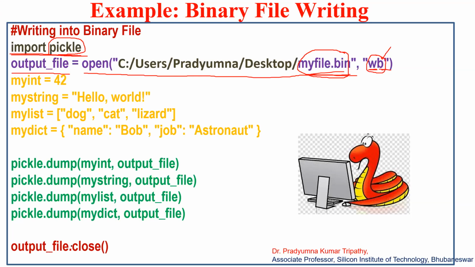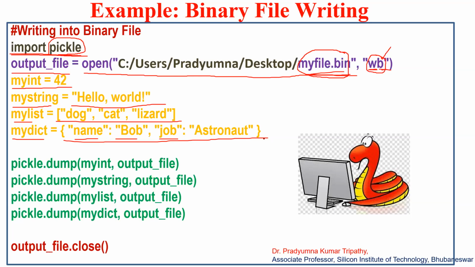So what we'll do over here, I have declared some different data types. One is of integer. Suppose my int is equal to 42. My string is hello world. My list is, this is a list, dog, cat, lizard, that way. And my dictionary is in dictionary form, which is key value pair. So I have 4 different data types over here.